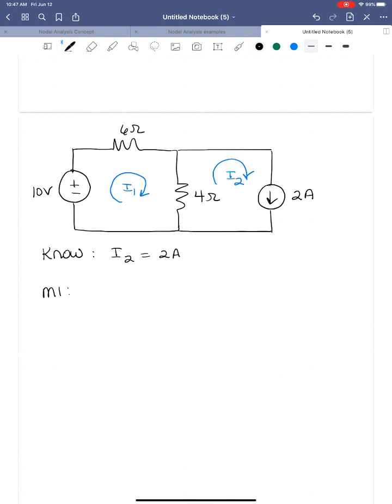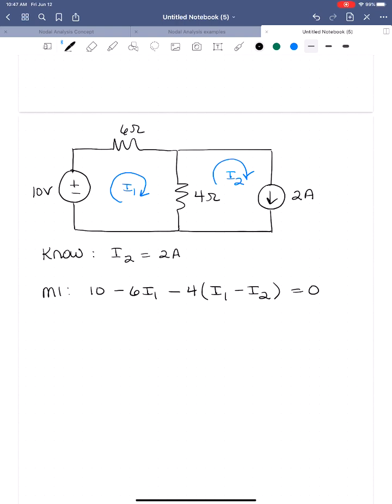For the mesh 1 equation, I'm going to start with the source. Moving from minus to plus, I will add 10. Coming around to the 6 ohm resistor, remember my rule, whichever mesh I'm analyzing, that mesh current flows from plus to minus. So I know I'm going to subtract the voltage, and it's going to be 6 times I1. It's on the outside of a mesh, so it only sees mesh current I1. Coming around to the 4 ohm resistor, I1 flows from plus to minus, so I know I'm going to subtract the voltage. And the voltage is going to be 4 times the net current that flows from plus to minus, that's going to be I1 minus I2. Back to where I started, I can sum to 0.